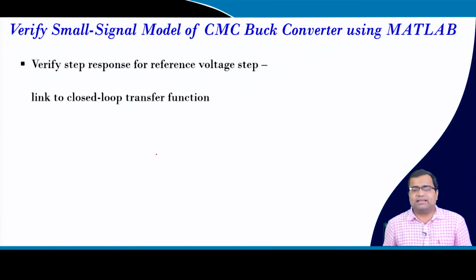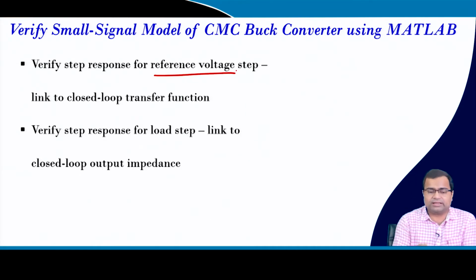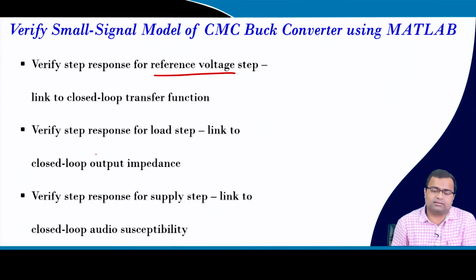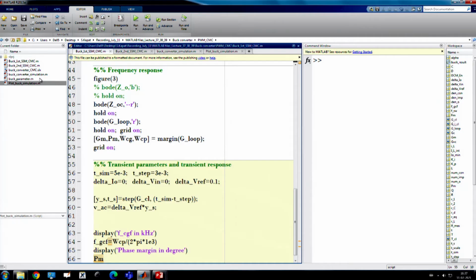Now, we want to verify this small signal model of current mode control with actual switch simulation, how far it works under closed loop. So, first we want to do reference step transient, then closed loop output impedance, step load transient, and we want to check audio susceptibility. These three we want to do, right. So, we already have MATLAB code. So, let us go back.